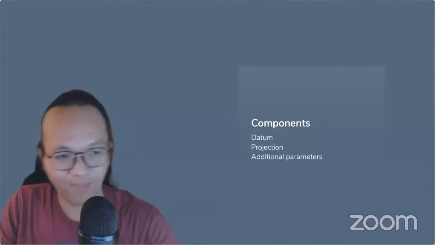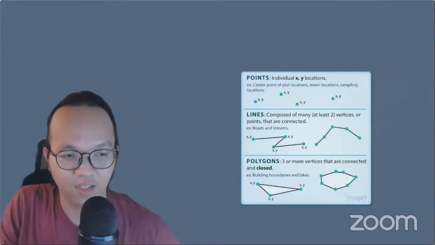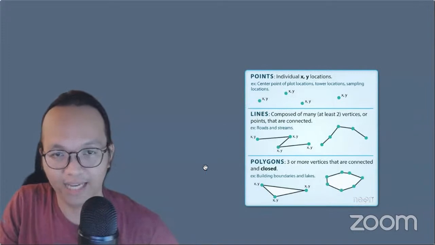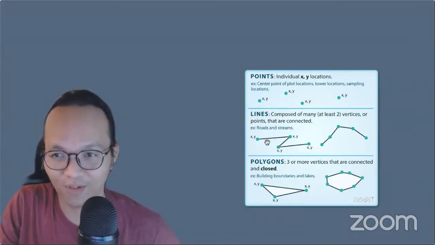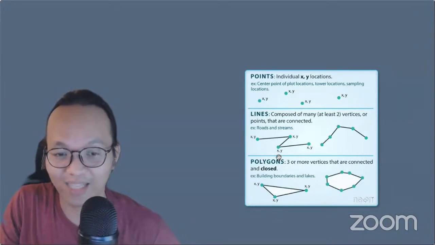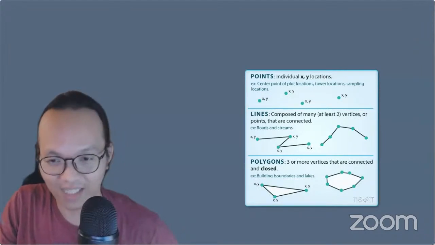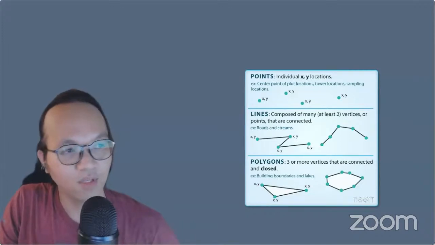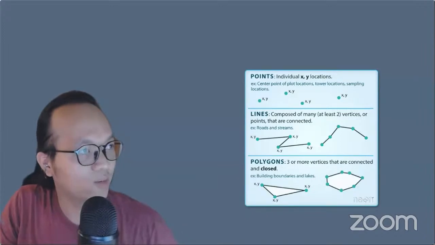So, to recap lang, yung vector data model is a combination ng, it has three types. So, yung points, yung lines at polygons. There are actually more, but these are the most common. And for the purposes of this data camp, dito tayo mag-focus. And then, yung mga advantages na mentioned ko kanina. And yung data format, yung pinakita ko kanina, it is GeoJSON.